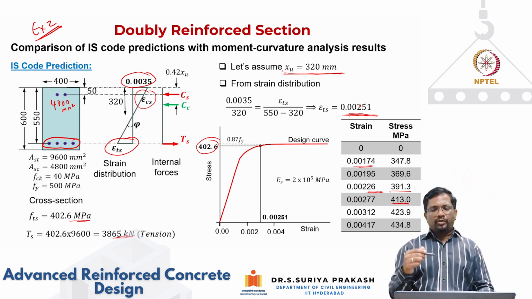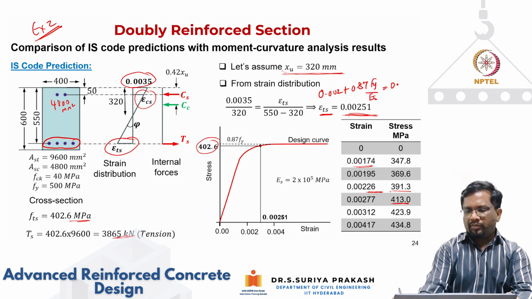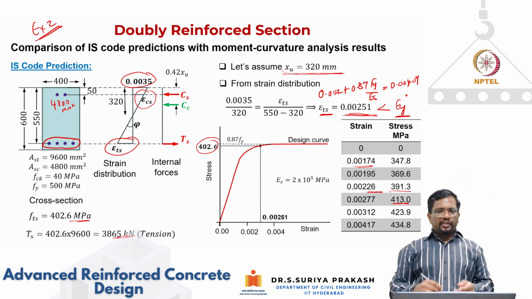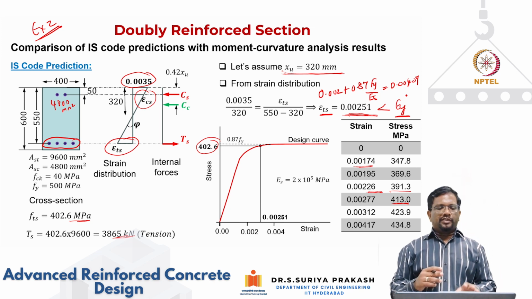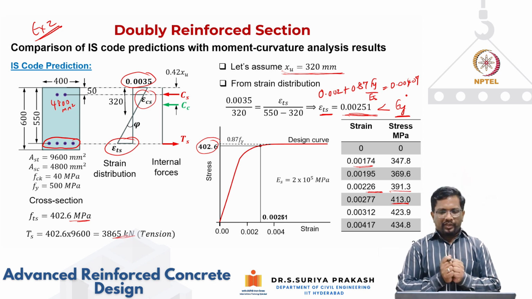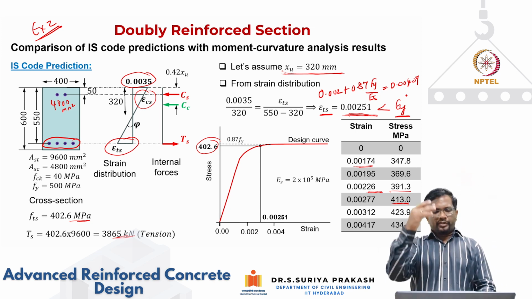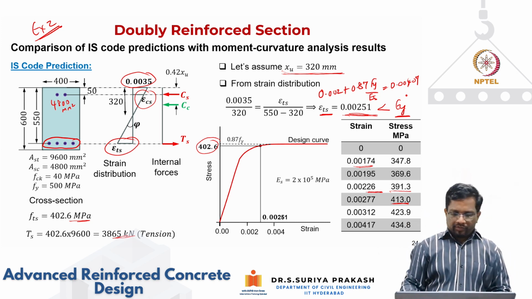Now for the IS code, what should be the minimum epsilon tension steel it should have? 0.002 plus 0.87 Fy by Es. That works out to be 0.00407. So this value is less than the yield strain specified by the IS code. So this section is not conforming to IS 456. We have just taken this example, and it is not meeting the minimum requirement of yield strength. Though you have steel both top and bottom, it is not an under-reinforced failure mode as per the IS code.